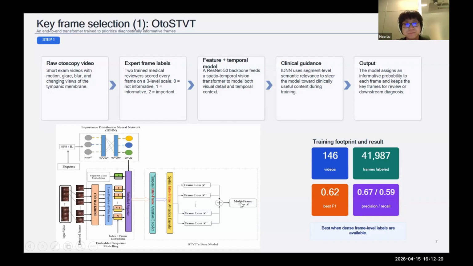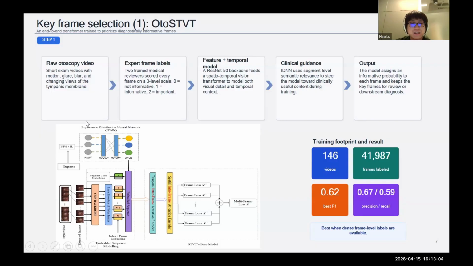Only with this frame, the doctor can do the diagnosis. So with this, we train a so-called auto-STVT method. The STVT method is a video summarization model. For the traditional STVT method, if you give it a video, the output will be the keyframe that can reflect the video. And in our case, we not only find the keyframe to reflect the video, but those frames can contain the clinic information about the disease.